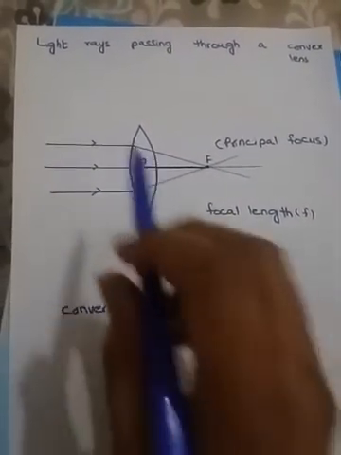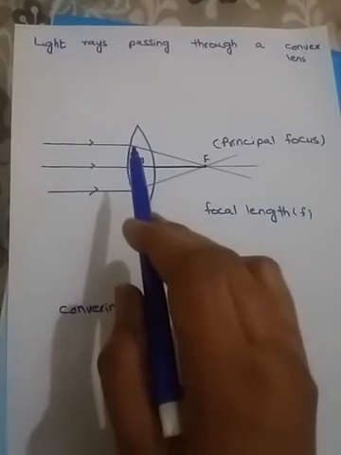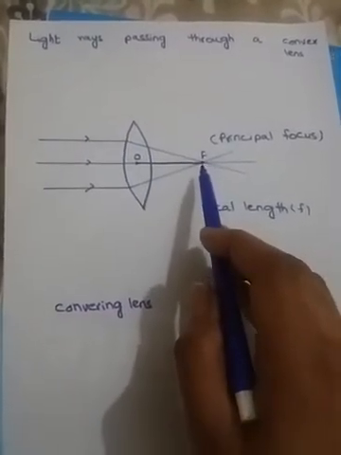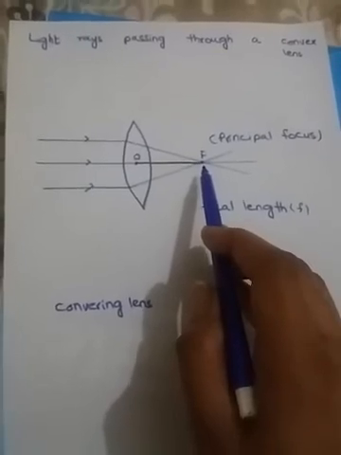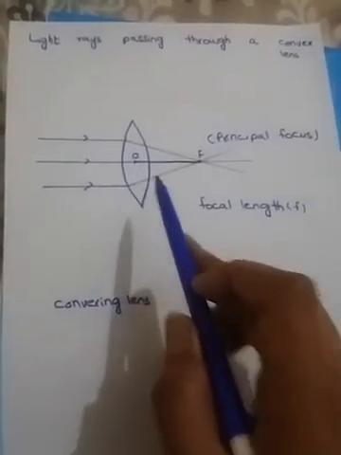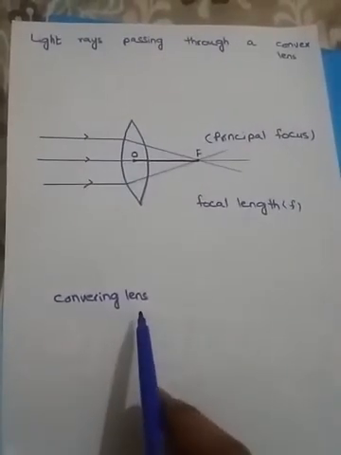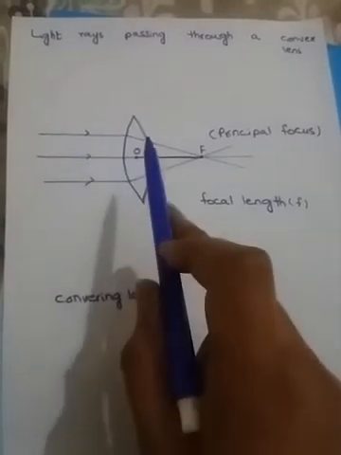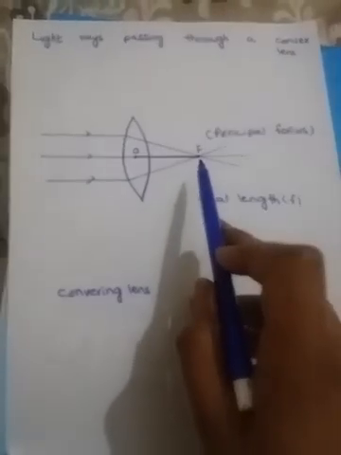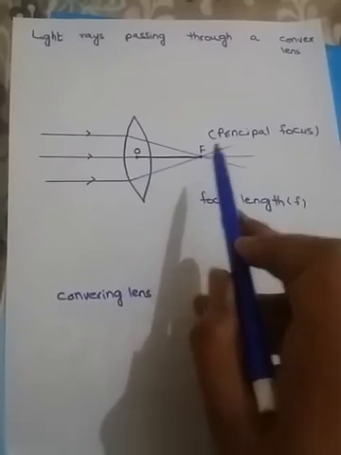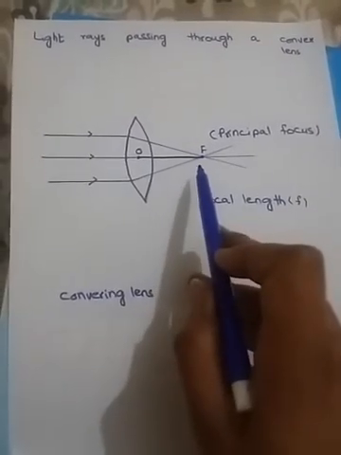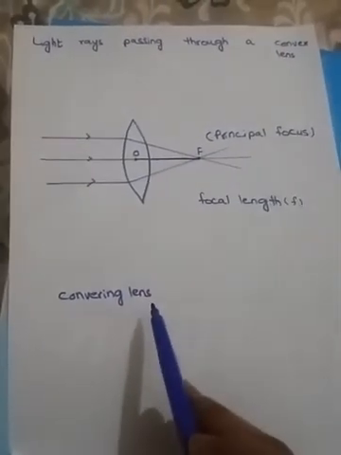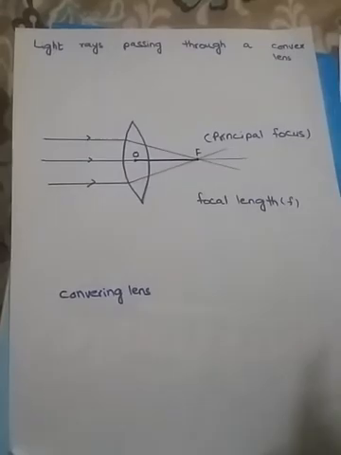Now, as the light rays after refraction converge at a point, converge means meet at a point. That is why this convex lens is also known as converging lens. Are you clear? When the light rays after refraction converge at a point, this converging point is called principal focus. Converging means meeting at a point. That is why this lens is also called converging lens. I hope you are clear with all these 3 points.